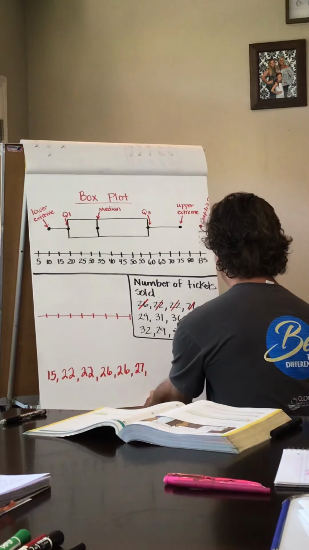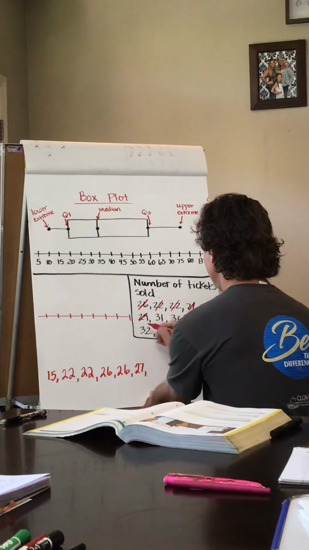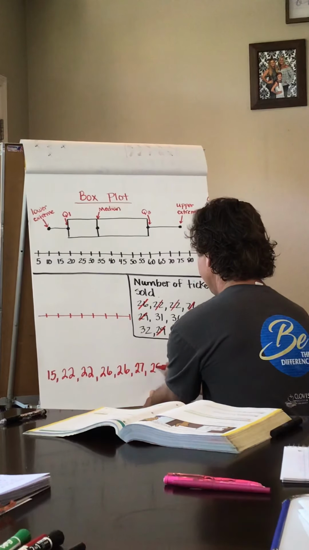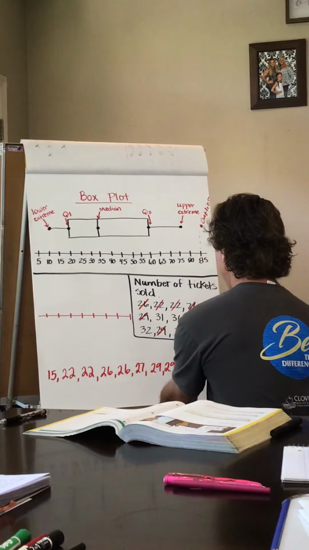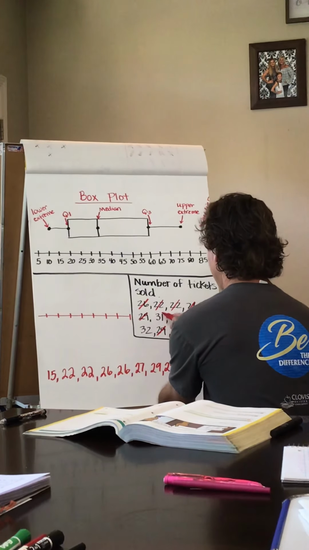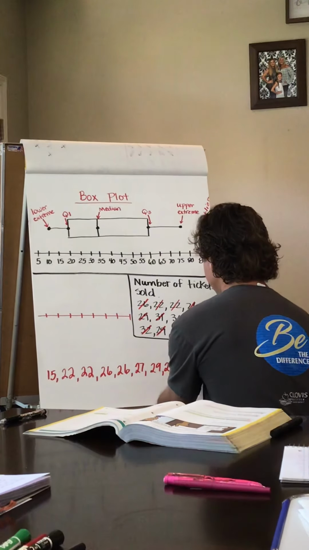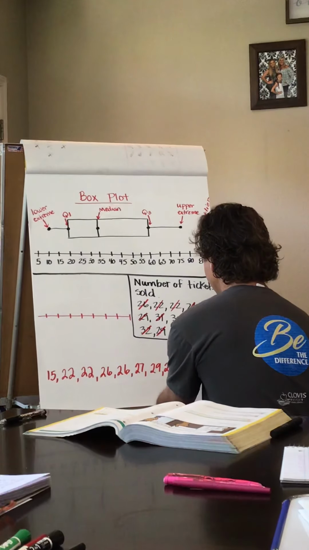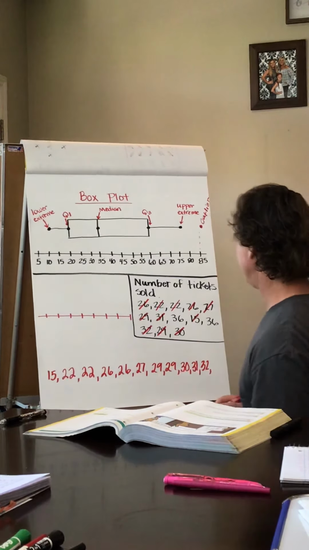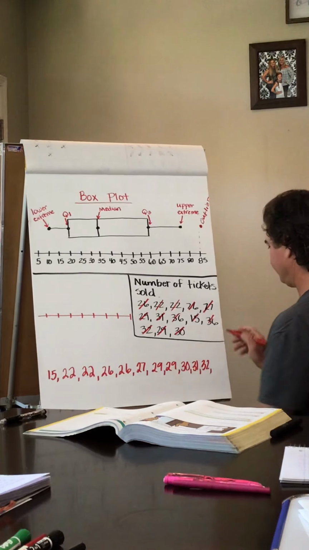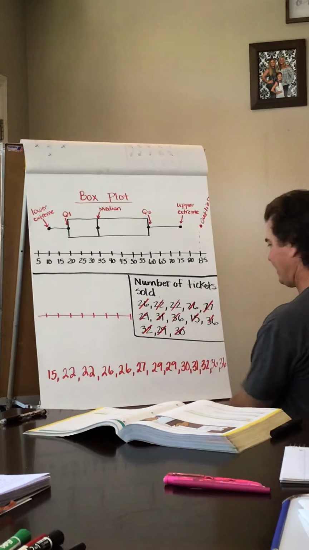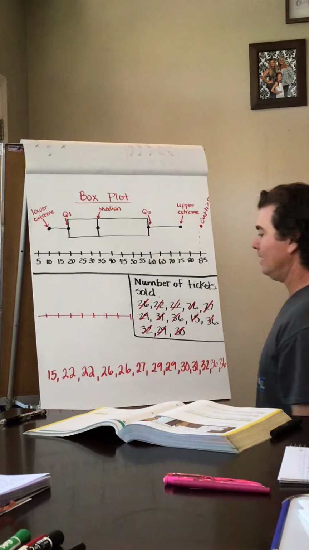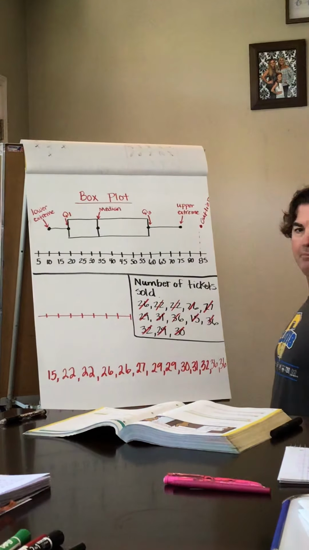Then I have no 28, so I have 2 29s. I have a 30, 31, 32. Oof, I almost ran out of room. Then I have 2 36s. Hopefully I can squeeze these on here. Barely. Okay. Now, first thing we want to do is find the median.